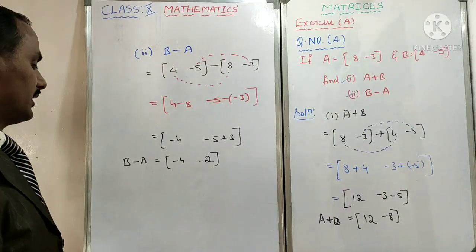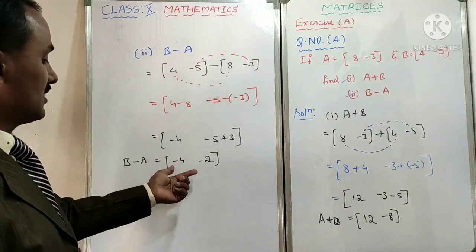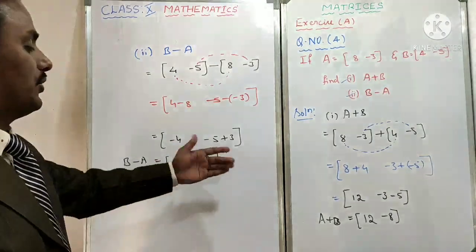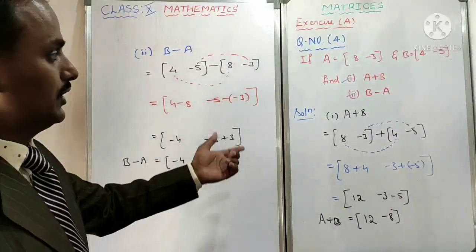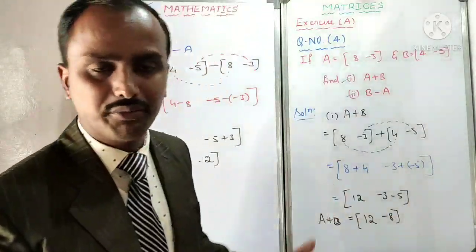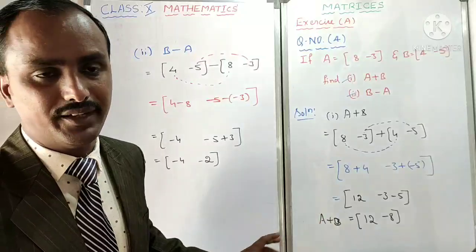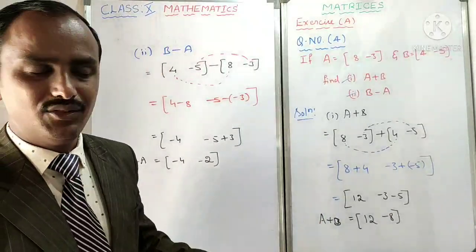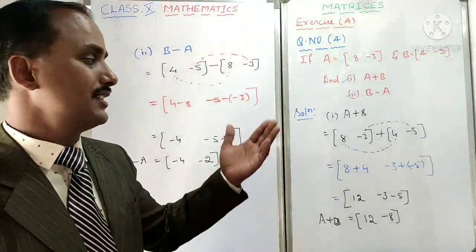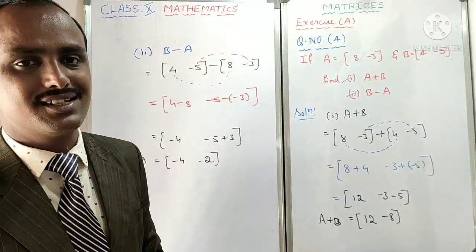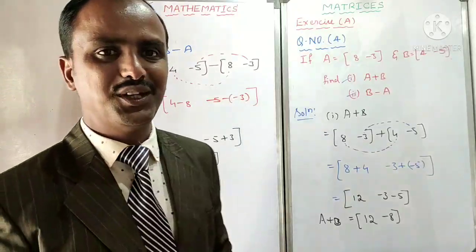Subtraction. Matrix B subtracted by A. The result matrix we got is minus 4, minus 2. This is also of order 1 row, 2 columns, 1 by 2. The given matrix is also of order 1 by 2 only. Okay. Like addition and subtraction, after that the matrix we get will also be of the same order. If you are getting a wrong order, it means you did something wrong. Okay. In mathematics it is possible to cross-check our answers. I will go to the next one.